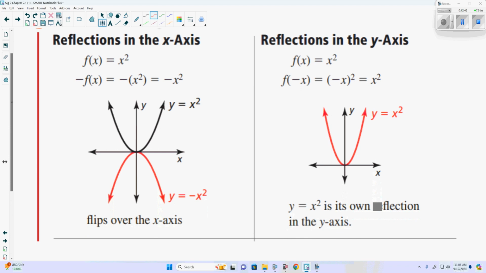Reflection in the x and y axis. If the negative is outside the parentheses, or there are no parentheses, it's a reflection across the x-axis. If the negative is inside the parentheses, it's across the y-axis. Inside parentheses, negative inside parentheses is across the y-axis. Outside parentheses is across the x. So we could say over here, if a is negative, reflection across the x-axis.